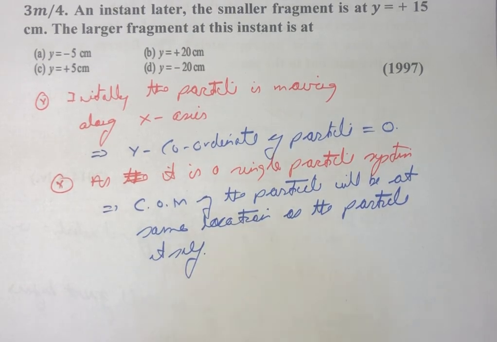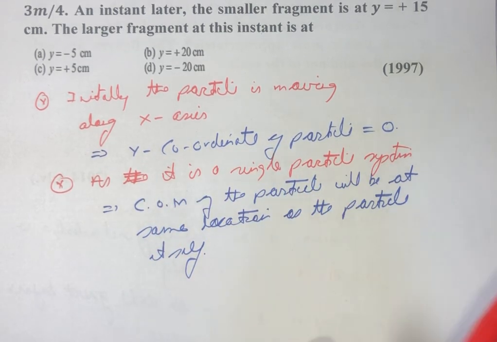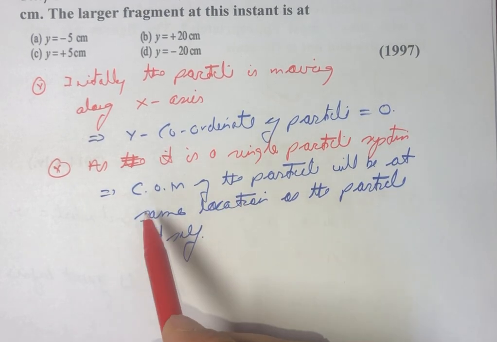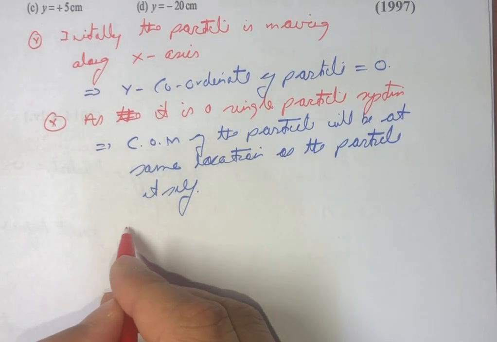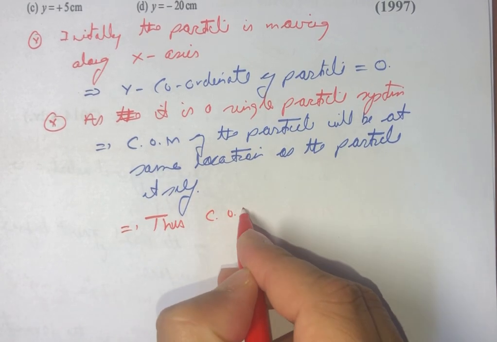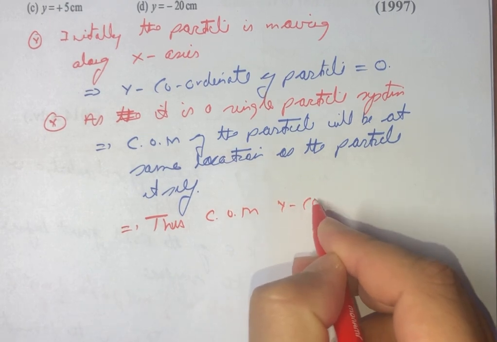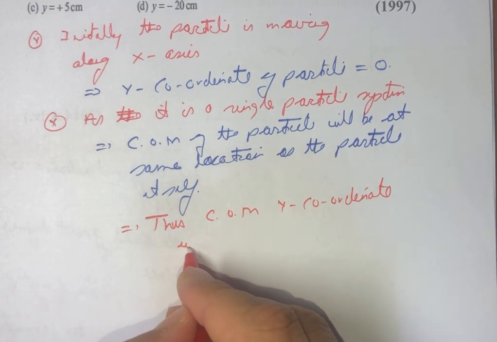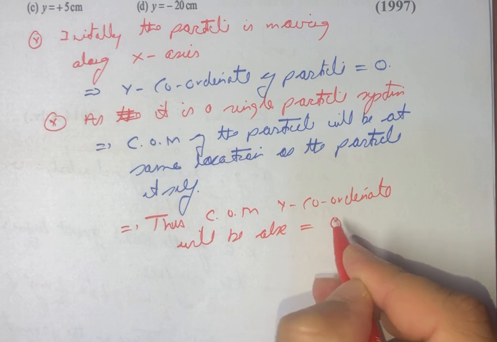Therefore we can say, as the particle does not have a y coordinate, or we can say its y coordinate is 0, therefore the y coordinate of the center of mass of the particle will be also 0. Thus center of mass y coordinate will be also 0.